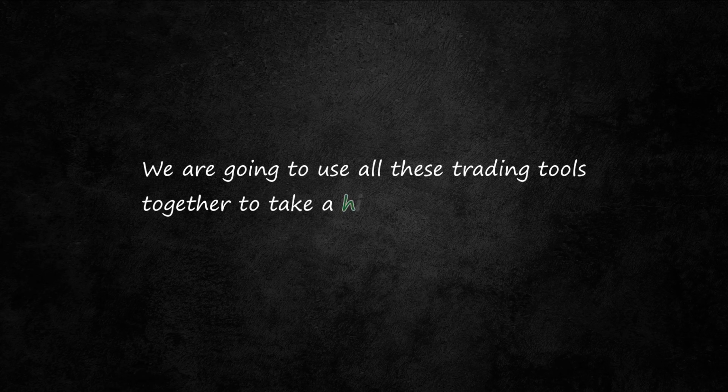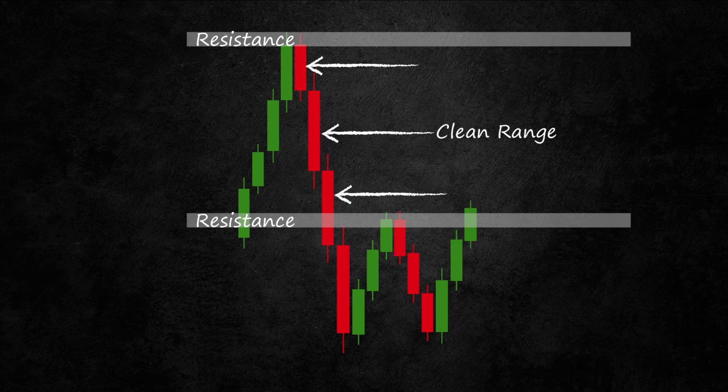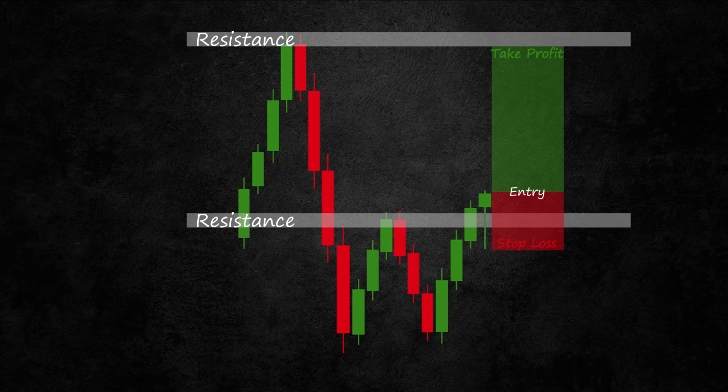We are going to use all these trading tools together to take a high probability trade. First, we have to identify the support and resistance areas, and after we mark this resistance area, we have to spot the tradable range, as we see these three candles give us a nice clean range to trade. And last, we have to wait for the continuation candle to form and close above resistance, and this pin bar candle gives us the sign to buy with stop loss below its wick or shadow, and take profit can be 2RR, risk to reward, or the next resistance area.